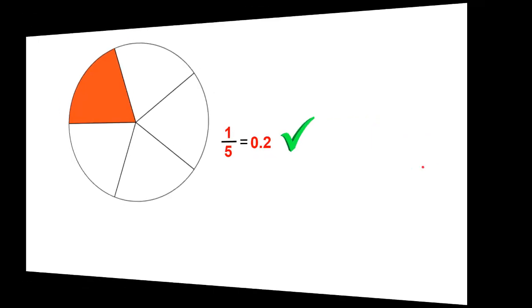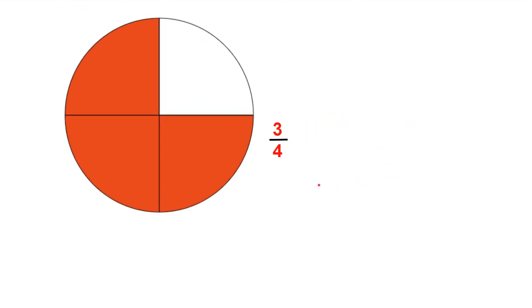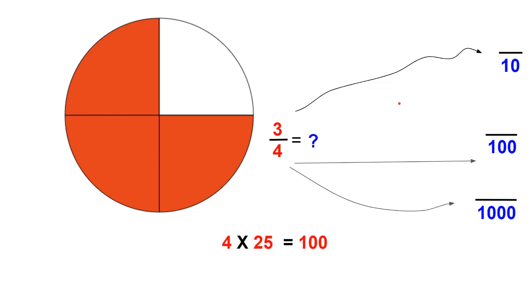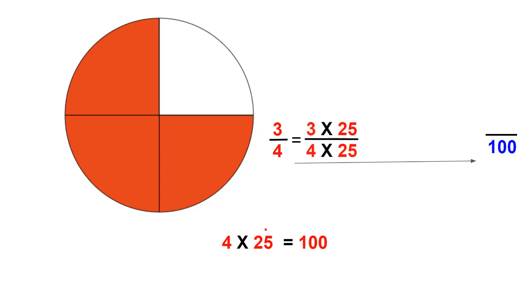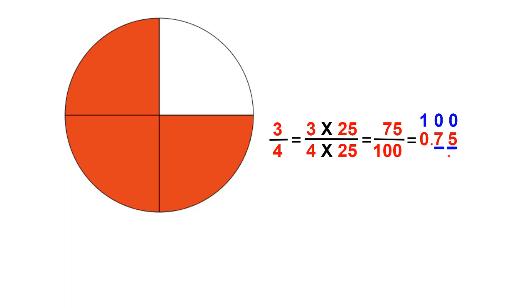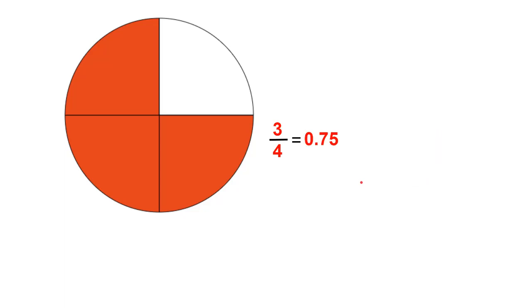Again, very simple. What do we do here? 3/4. Which one do we choose now? Obviously, 10 cannot be divided evenly by 4, so we take 100, and it's 4 times 25. We write it here, and we multiply the numerator by 25, and we get 75/100. And again, the 100 has 2 zeros, so we put 2 placeholders, and we place the numerator right there. And we get that 0.75 is 3/4. Fraction, decimal. Very simple.